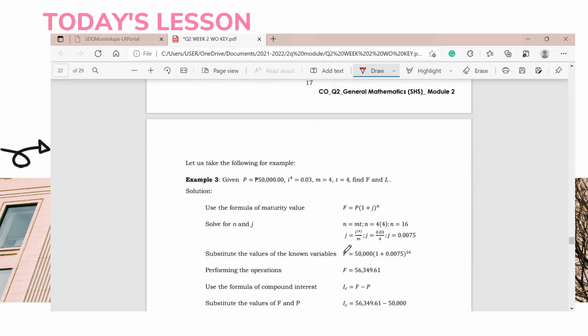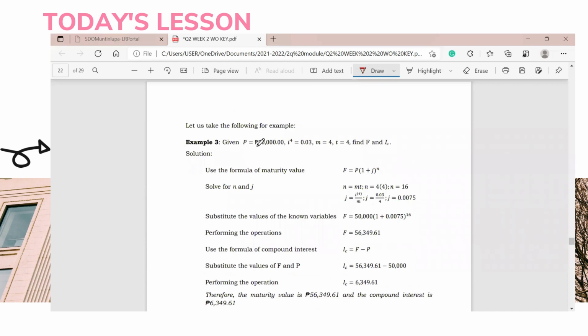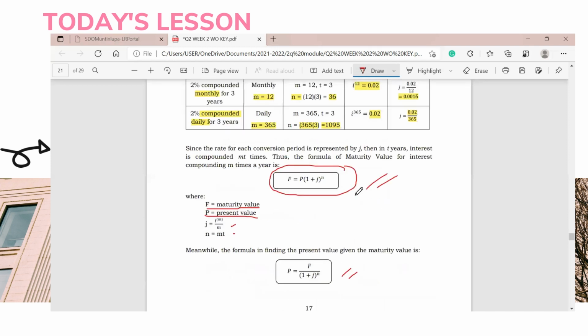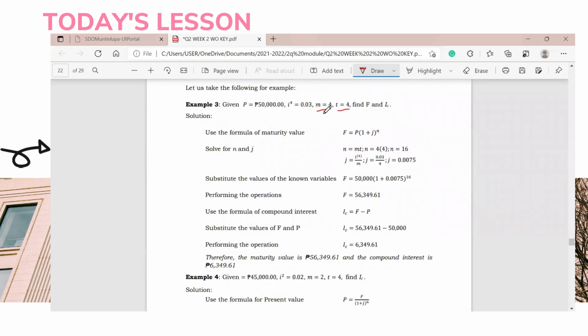Let us take this example. Given that P is equal to 50,000, I is equal to 0.03, M is equal to 4, so compounded quarterly to. T is equal to 4. Find F and compound interest. So, babalikan natin ang formula ng compound interest ng future value when it is compounded quarterly. Dito natin kukuhanin sa pangalawang formula natin, kasi compounded quarterly siya kasi M is equal to 4.